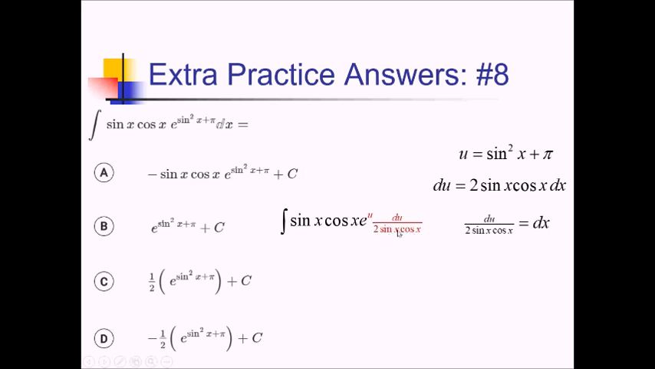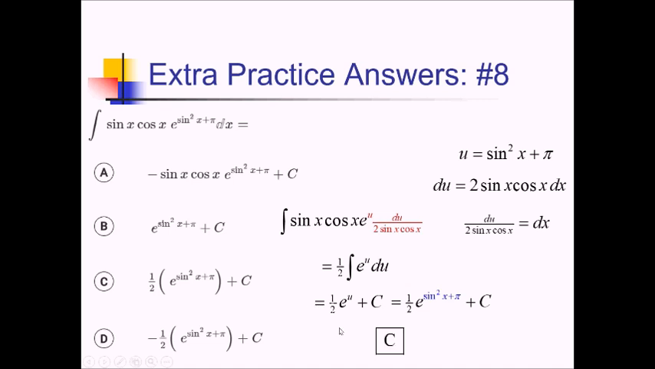Well, that conveniently cancels out the sine and the cosine up here. So we just end up with 1 over 2 e to the u du, whose antiderivative is 1/2 e to the u plus c. And to match the answer choices, I have to plug sine squared of x plus pi back in for this u to get this expression here. And that's going to be, let's see here, looks like, is that answer choice C? Yep, positive instead of negative 1/2.